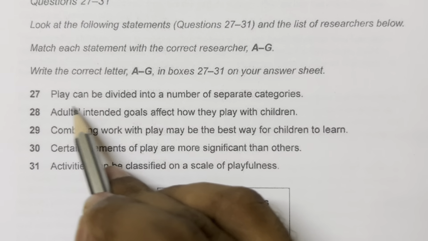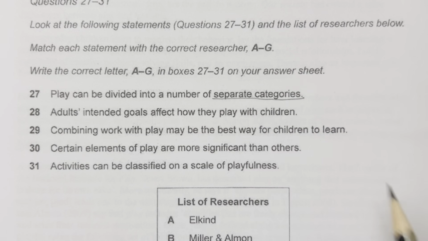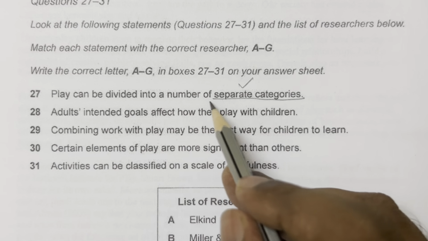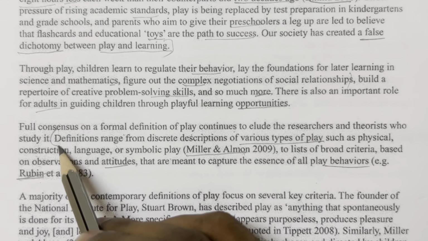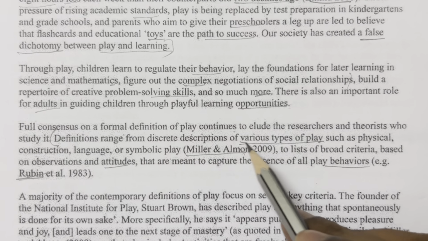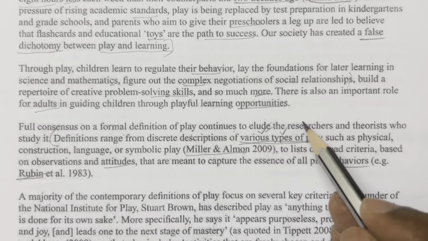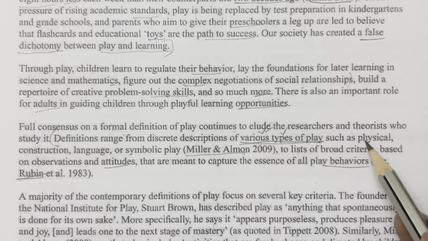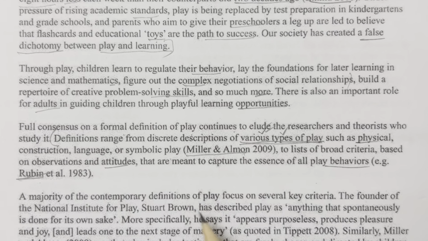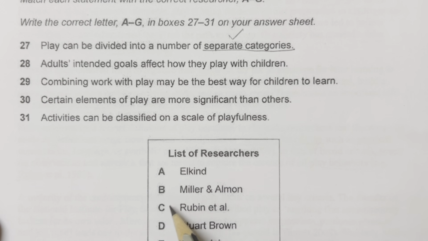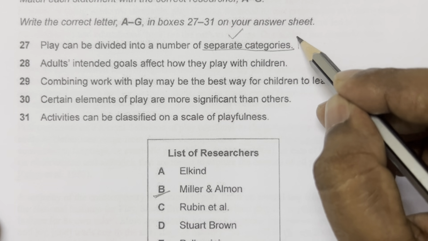So the first one, play can be divided into a number of separate categories. Oh wow. Oh, I think we have our first answer. What do you mean by separate categories? Play can be divided into a number of separate categories. I'll see this sentence, guys. Definitions range from discrete descriptions of various types of play, means separate categories. Separate, various types, categories of play, such as what are those separate categories? Physical, construction, language, and symbolic play. So who said this? Miller and Allman. That is our answer. So play can be divided into a number of separate categories, is said by whom? Miller and Allman, right? So what is our answer? First one is B, clearly.